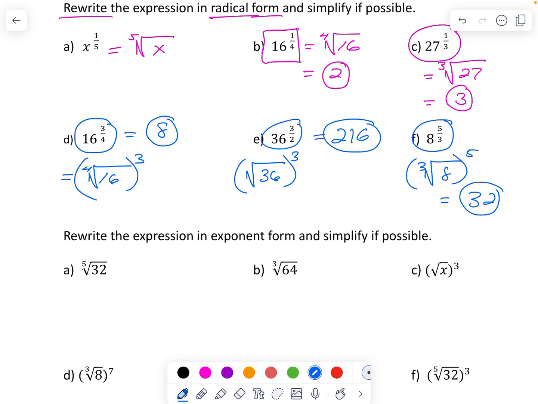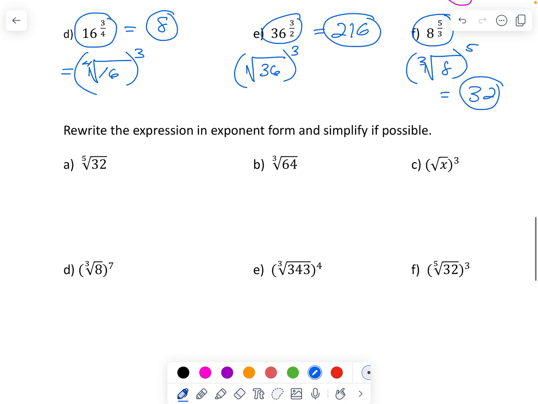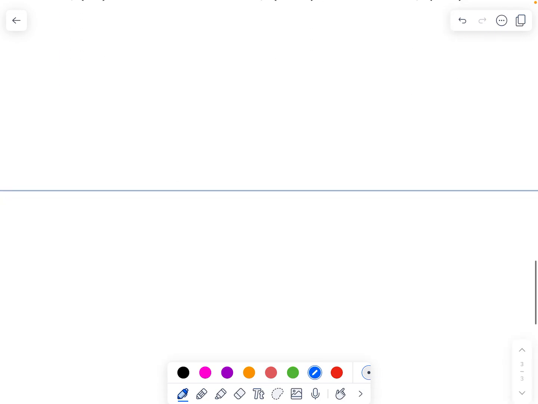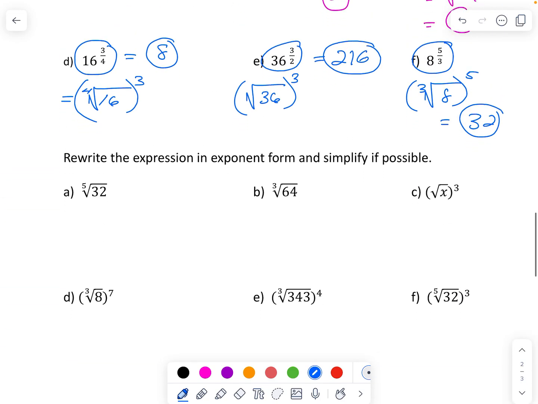Okay, and you're going to put that in your calculator for that one. Now, for these last ones, we're going to rewrite the expression in exponent form and then simplify if possible. So this one in exponent form would be 32 to the 1/5. Okay, if you use parentheses, it's fine. If you don't use parentheses around the 32, it's fine. This is going to be 64 to the 1/3. Oh, I forgot, we got to simplify.